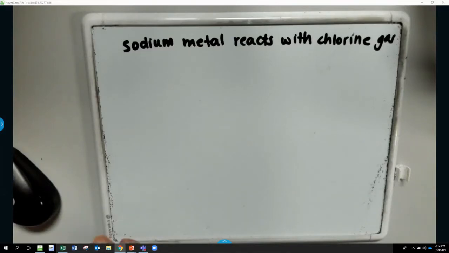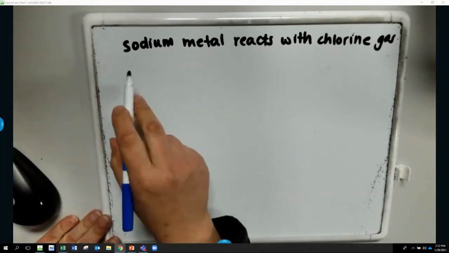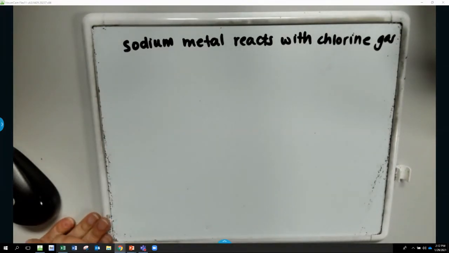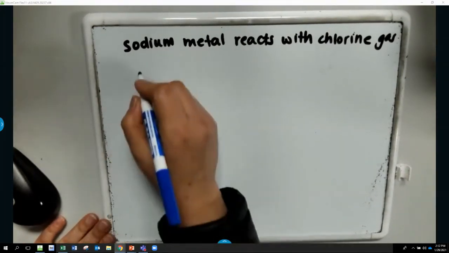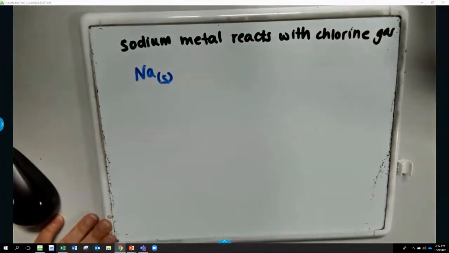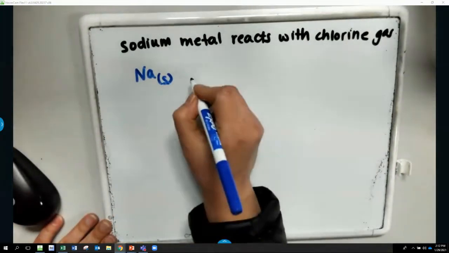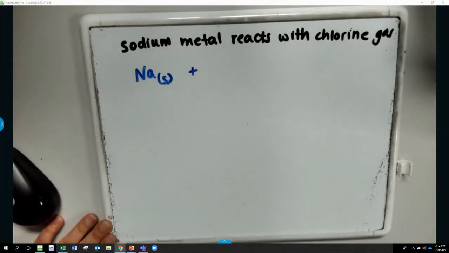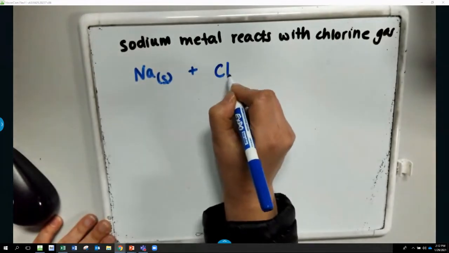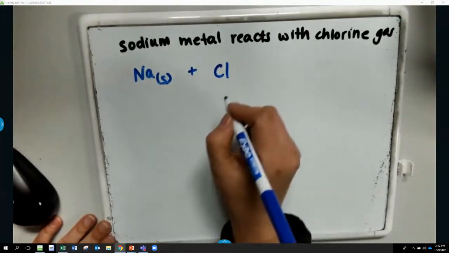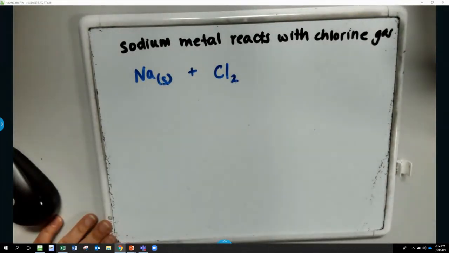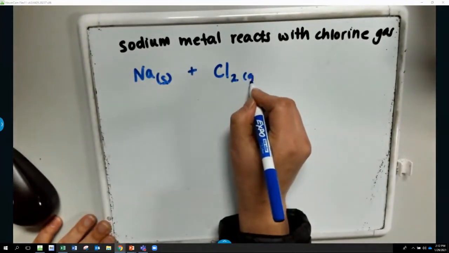Okay, this is sodium metal reacting with chlorine gas. So we have to write this out as a formula equation. Sodium metal. Sodium is monoatomic, so we just write Na. It is a metal, so we're going to put a little s to denote that it is a solid. It's reacting with, that's plus, chlorine gas. Chlorine is Cl. However, this is one of those diatomics, so you must write Cl2. Chlorine exists as Cl2, and this is a gas.